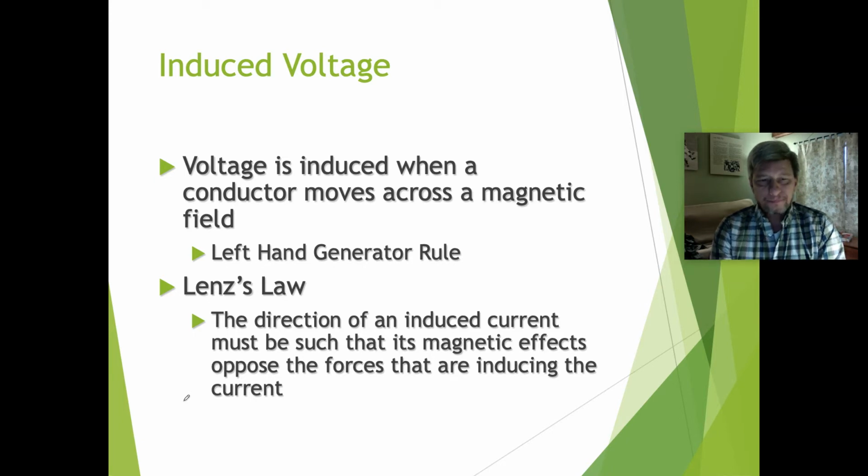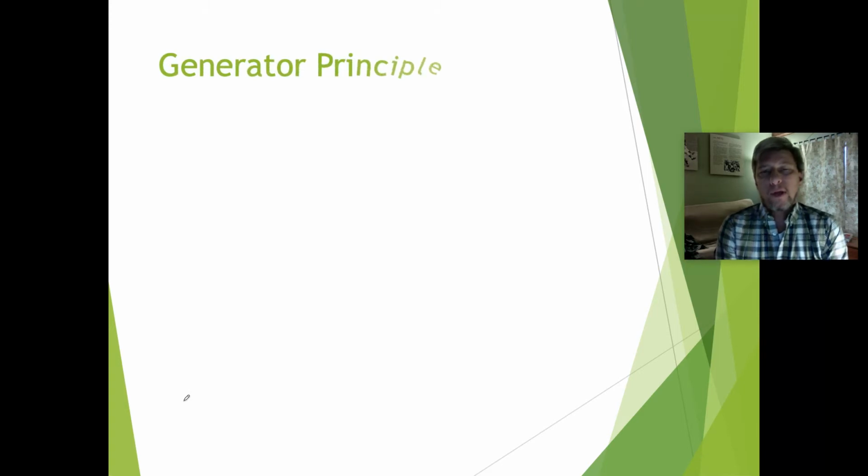In any event, the other portion of this is what we call Lenz's law. And this says that the direction of an induced current must be such that its magnetic effects oppose the forces that are inducing the current. All right. And so this is something that we use in creating generators and in transformers, which are the topics of the next two slides. So we'll start with generators.